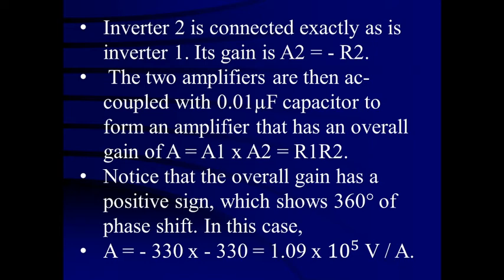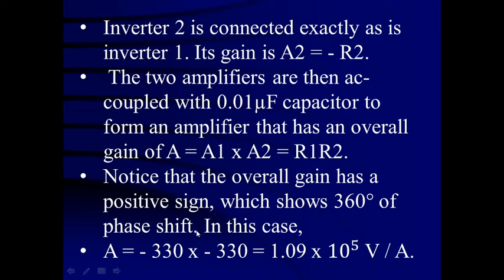The two amplifiers are AC coupled with a 0.01 microfarad capacitor to form an amplifier that has an overall gain A. Because they are connected in cascade, the gain is going to be the product of both amplifiers, that means A1 into A2, and that is equal to R1 into R2. Notice that the overall gain has a positive sign, because both negative signs cancel out. That means a 360 degree phase shift is going to be provided between output pin number 6 and input pin number 1.